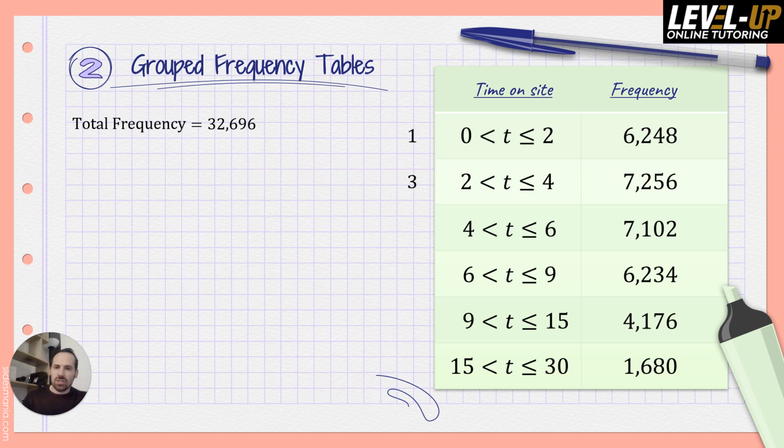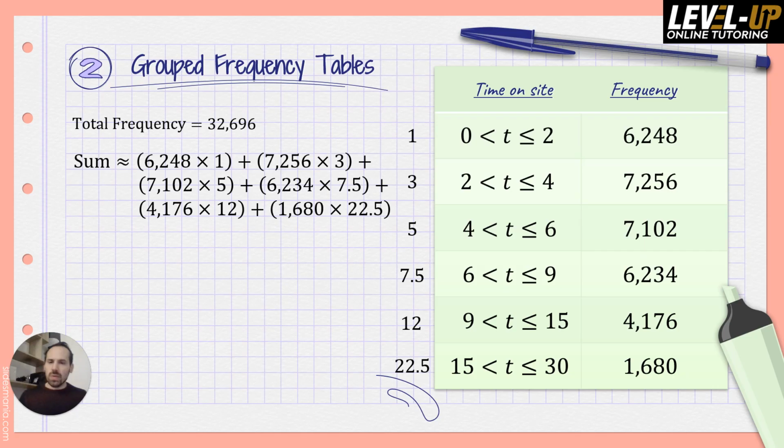And we now treat it like a regular frequency table. We assume all the data for the first 6,248 people are all 1 minute. Then for the next one, 7,256, we assume they're all 3. We just take the midpoint, and this will get us the most accurate answer, or the best chance of getting the most accurate answer, which is all we can do really. So the sum of all the data is going to be approximately equal to this. We just multiply this up the same way we did with the previous one and add it all up, and you get this big number.